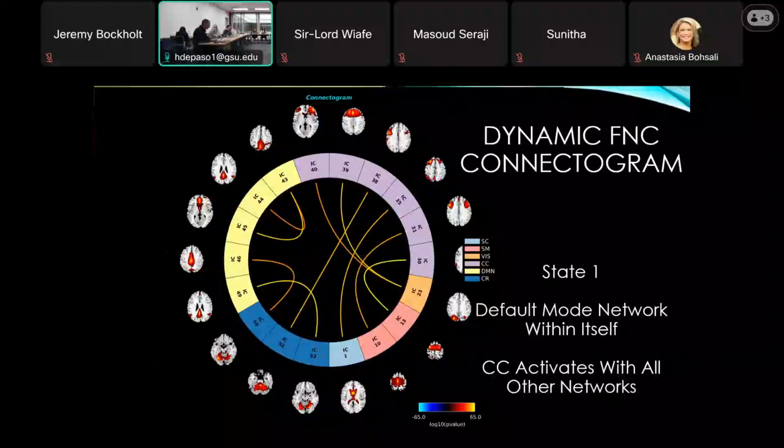So essentially this is the first of state 1, the default mode of the dynamic FNC connectogram itself. Again, we can see the 52 components themselves, but we also see the cognitive control activates with all of their networks. I'll touch on this a little bit more in discussion, but it does seem like there is an executive functioning issue that ADHD is affecting with depression. So that's the thing I'm hoping that people will take from this connectogram.